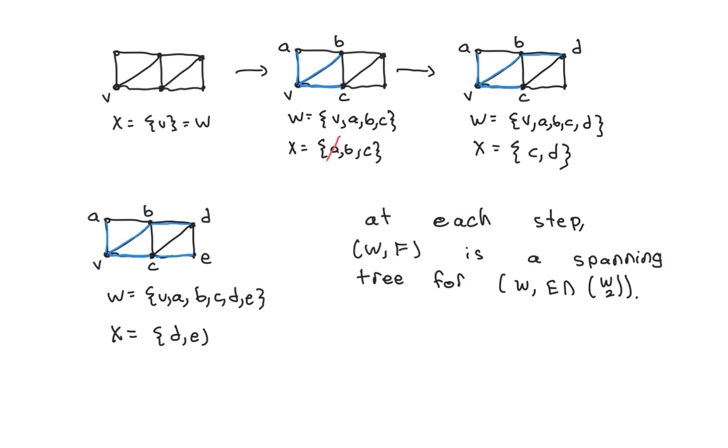The actual formal proof is to show that after each iteration of the while loop, the set WF is a spanning tree for the subgraph W, the induced subgraph of W. As you can see here, this is a spanning tree for these 4 vertices. This is a spanning tree for these 5 vertices. And if you prove that, then you've managed to prove the overall theorem.